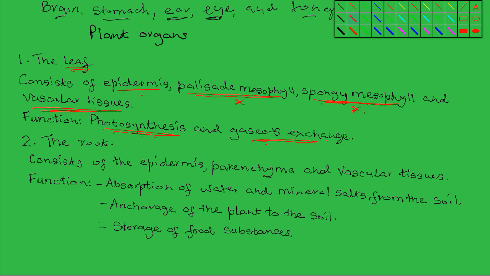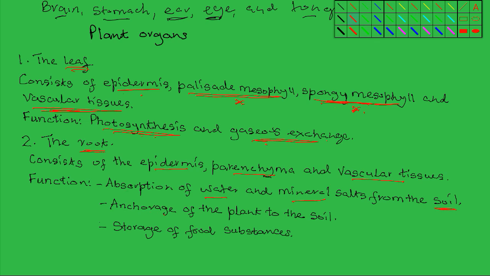The second plant organ is the root. The root consists of, again, a number of tissues, namely the epidermis, the parenchyma tissue, and the vascular tissues. These tissues work together to enable the root carry out its absorptive function. The root absorbs water and mineral salts from the soil.